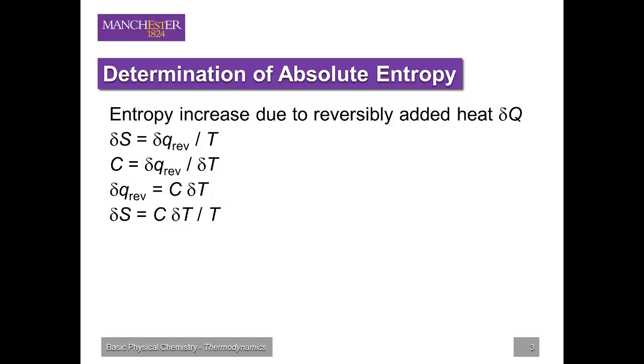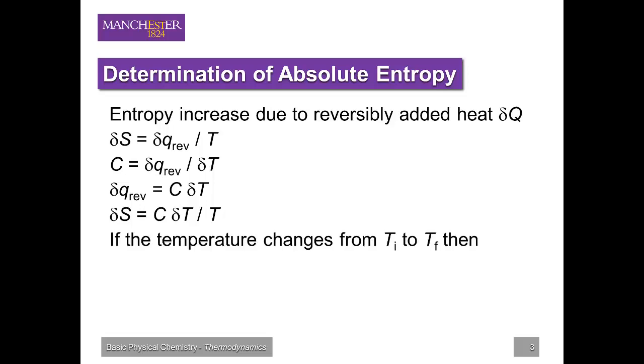Substituting this back into our equation for the change in the entropy gives delta S equals the heat capacity multiplied by delta T divided by temperature. If the temperature changes from Ti, the initial temperature, to Tf, the final temperature, then delta S equals the integral between Ti and Tf of C dT over T.